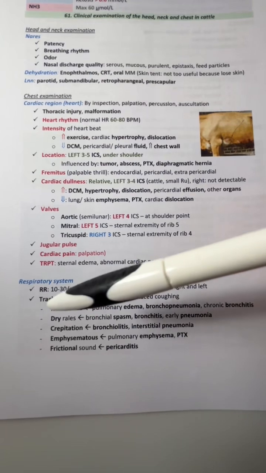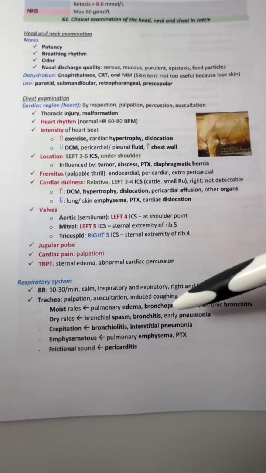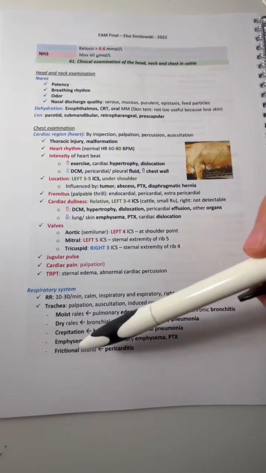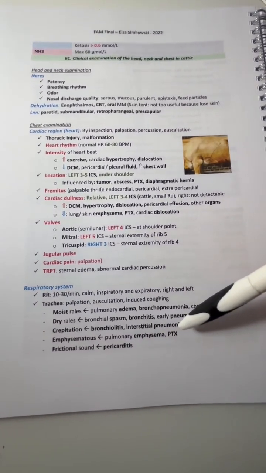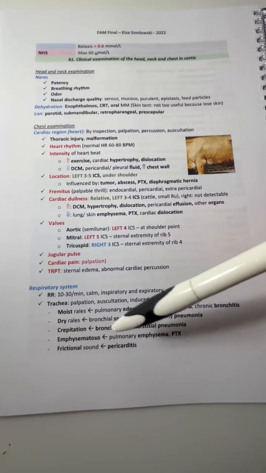If there is crepitation, it can mean interstitial pneumonia. And if it's emphysematous, it could mean pulmonary emphysema or pneumothorax. And if there's a frictional sound, it means pericarditis.